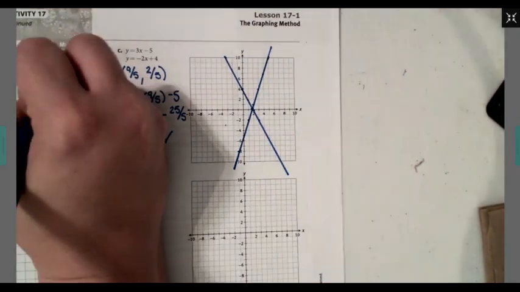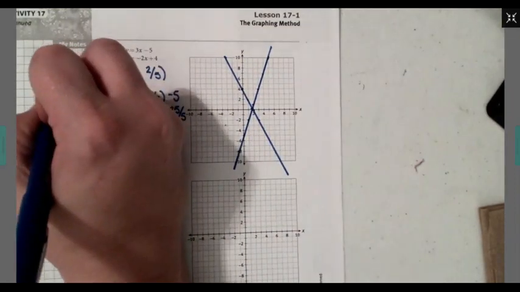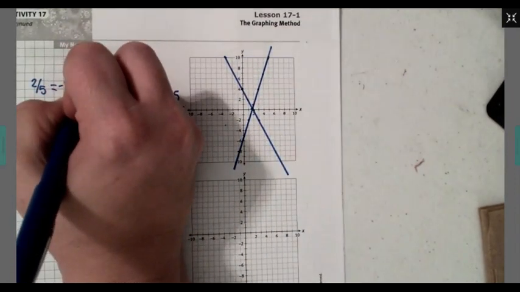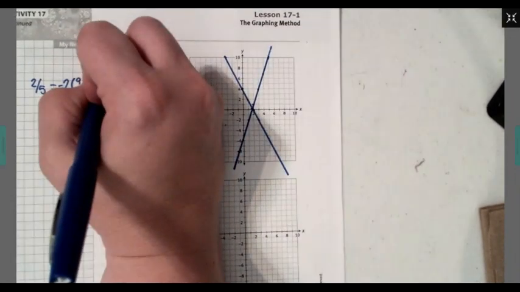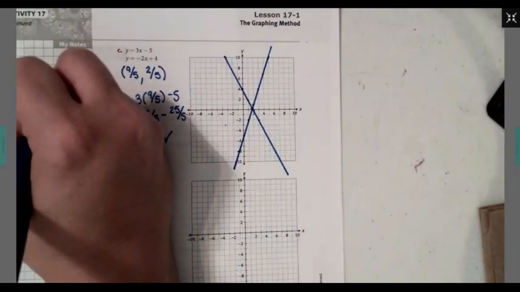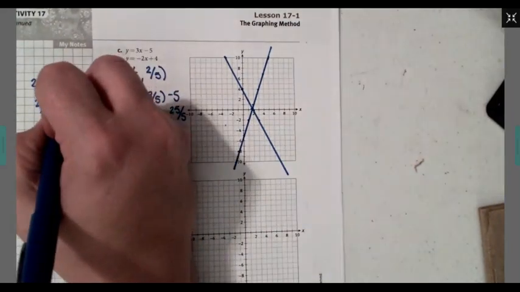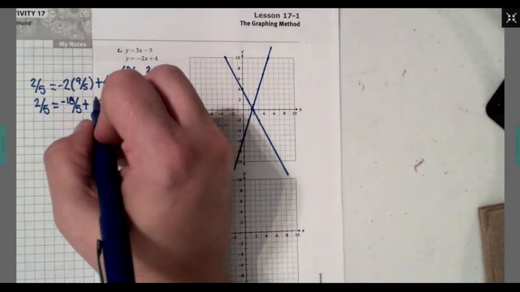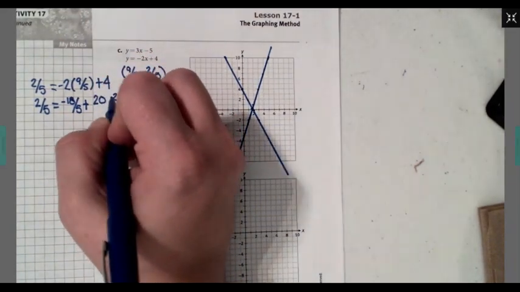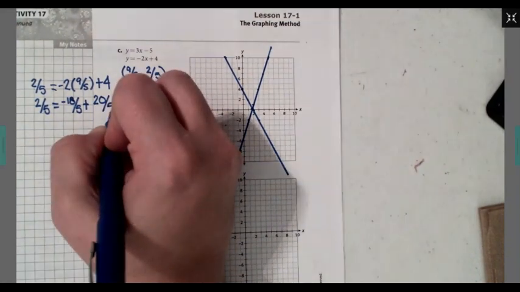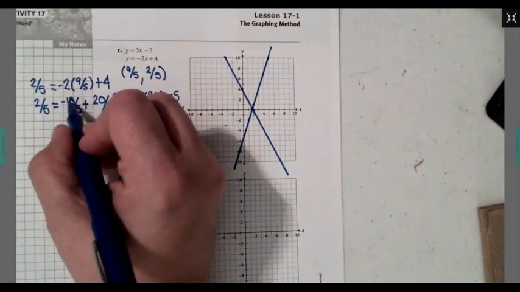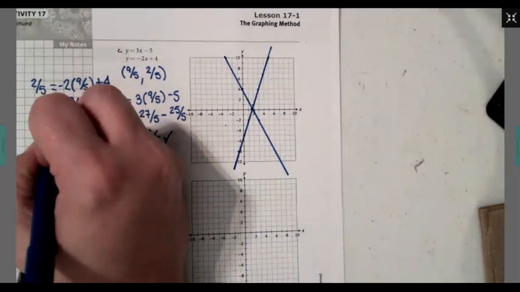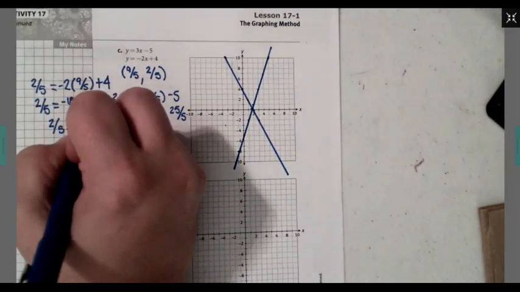Let's check it out in the other one. We would have 2/5 equals -2 times 9/5 plus 4. That's going to be -18/5. We want to convert it to have that denominator of 5. So we would make this 20/5. -18 plus 20 is 2/5. So this equals each other. So it works for both solutions.